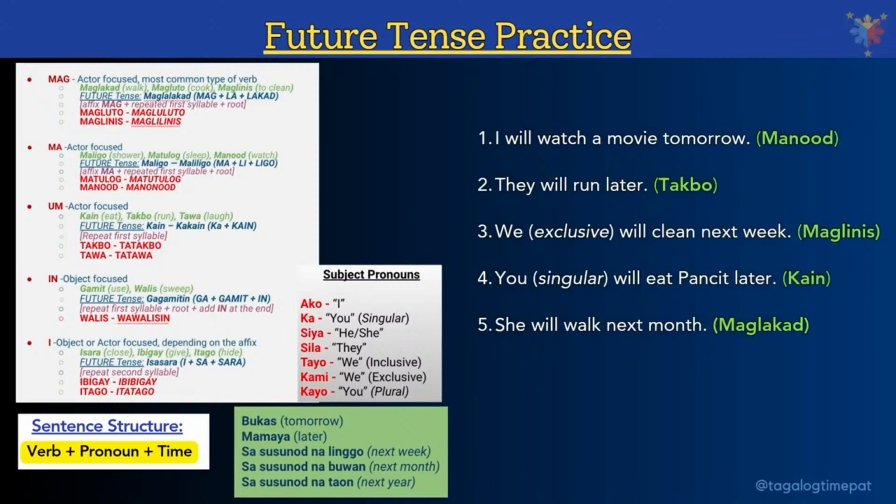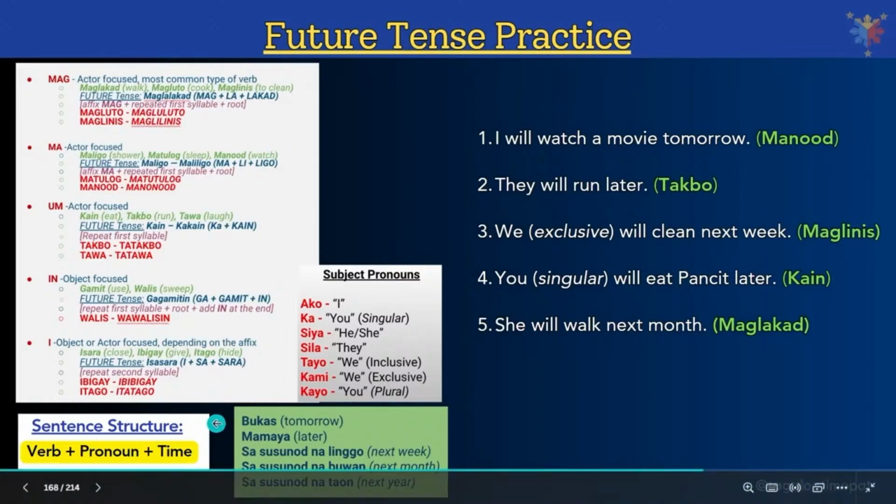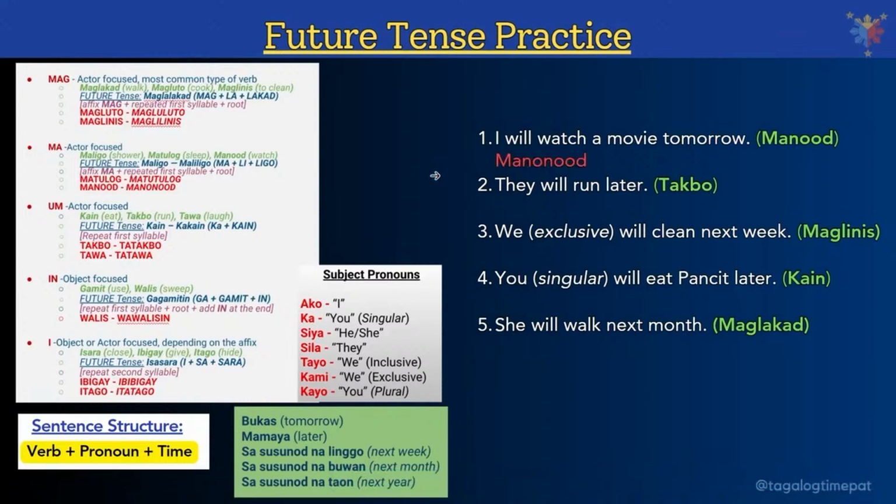Now here are some examples. Let's do the first one together. I will watch a movie tomorrow. Manood means to watch. So again, let's take a look at our sentence structure. It should be verb plus pronoun plus time. Manonood is the future tense conjugation of manood. Ako means I. Ng sine, bukas means tomorrow. Manonood ako ng sine bukas. I will watch a movie tomorrow. Again, if you're going to add an object, it would just go right before time.